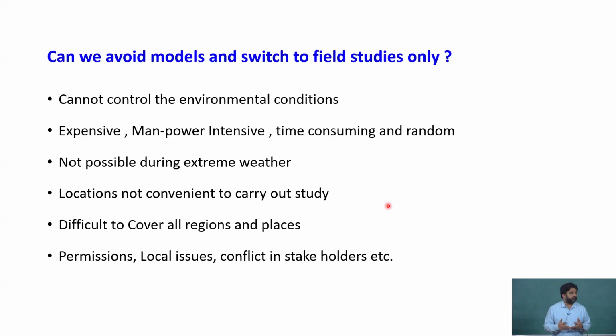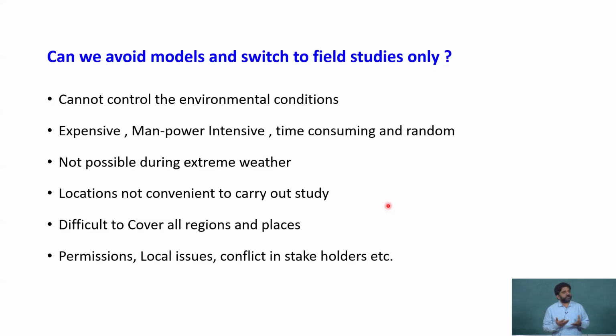One, we cannot control the environmental conditions. So what we see today might not be there tomorrow. We will not be able to recreate a scenario that we want to model. It's very expensive, it is difficult to get manpower, it is time consuming, and there is no guarantee that the data you collect would be to your requirement. It might be random. And of course, it is very difficult to do in extreme weather. One of the most important things we want to study is what happens during extreme weather, and actual data collection during extreme weather is very rare and very difficult.